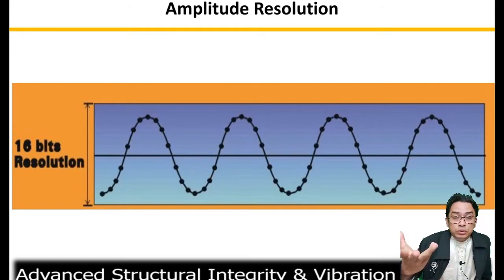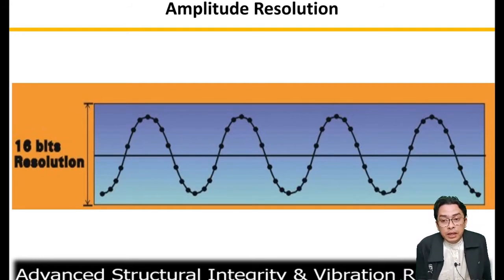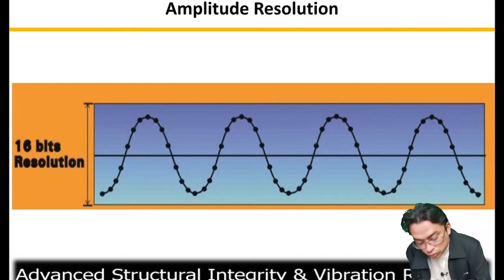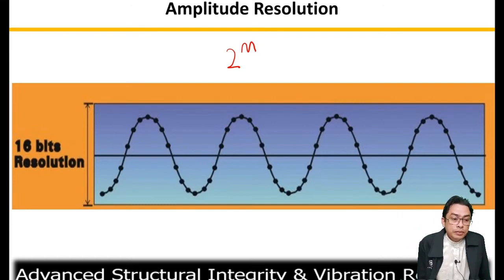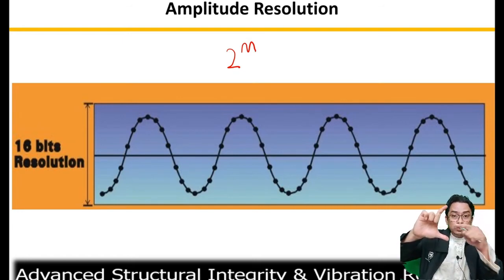Say for the amplitude, which is the y-axis, amplitude is always given on the y-axis. The resolution of the amplitude can be given by 2 to the power of m, where m is the number of bits. Let's say we have 1 bit, so the resolution is 2 to the power of 1, which is 2. So if we have a maximum range of amplitude, for a resolution of 2, we only divide it into 2.